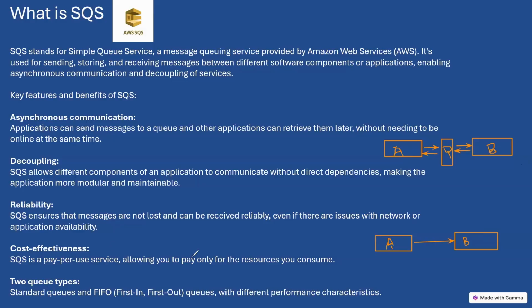Of course, it's a cost effective and pay per use service. AWS SQS offers two queue types. One is first in, first out, and one is standard queue. In standard queue, no order is maintained. In first in, first out, as the name suggests, the first message would get processed first. These are the two queue types we have, right?